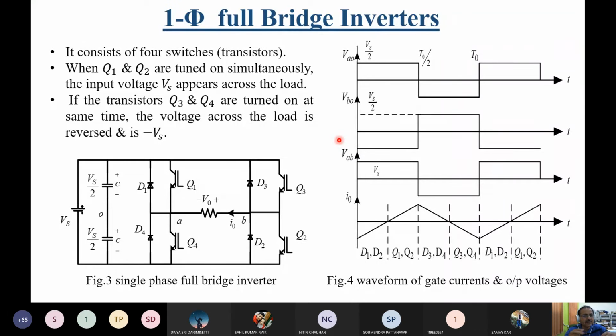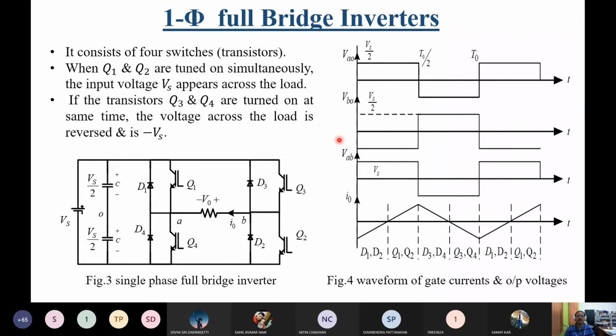What is the difference between half bridge and full bridge? Here there are 4 switches. There are 2 switches, and the output voltage magnitude is maximum Vs here. There it is Vs by 2. So that is for low power application. This is a little bit higher power application.